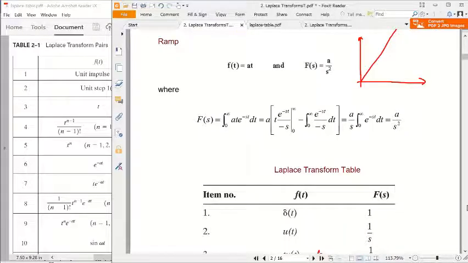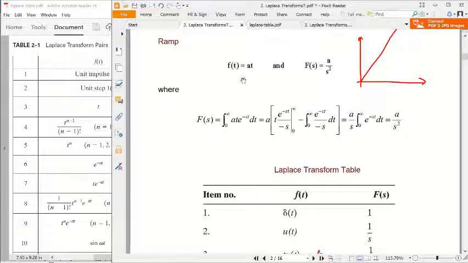Okay, let's try another one. This is the ramp function, a multiplied by t. a is just a constant or scalar that you multiply with t. So a doesn't change whether in the time domain or s domain, it's the same value, because it is just a constant. If you translate this into a ramp function, this is the ramp function, and a is just the slope of this line.